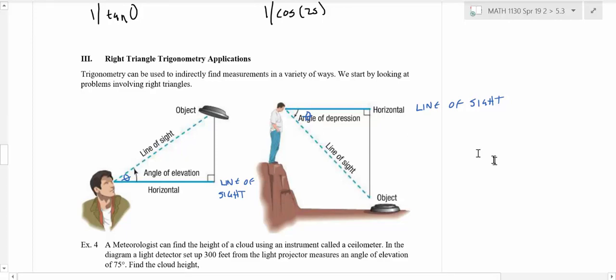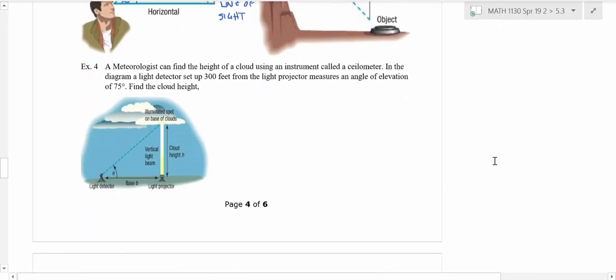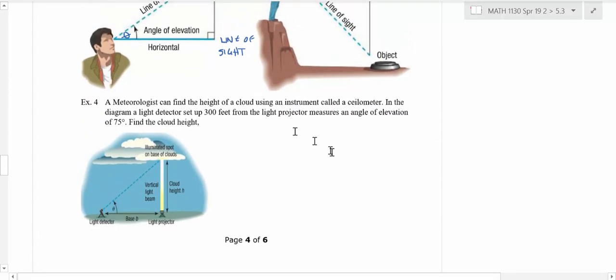All right. So we're going to look at some basic applications. This one says, a meteorologist can find the height of a cloud using an instrument called a ceilometer. And it says in the diagram, a light detector set up 300 feet from the projector measures an angle of elevation of 75. We're going to find the cloud height.